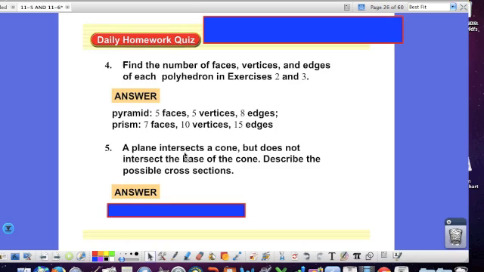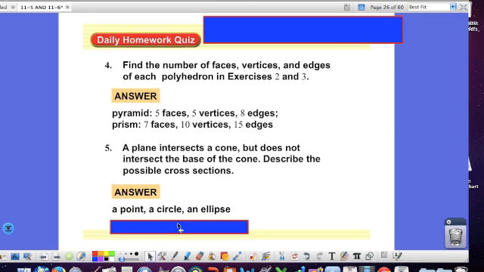A plane intersects a cone but does not intersect the base of the cone. Describe the possible cross sections. It could be a point if it goes through just the very top. It could be a circle if it cuts parallel to the base, or it could be an ellipse if it cuts through, let's say, at an angle. You would have an ellipse formed in there.